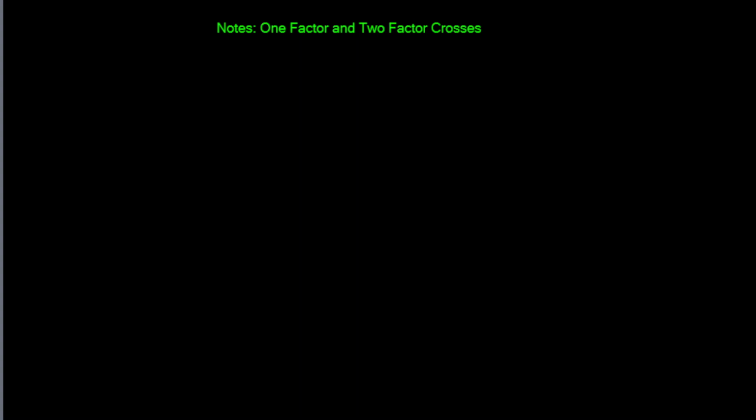Hello and welcome. Today we're going to be filling in some notes and doing some practice about one-factor and two-factor crosses. One-factor crosses, of course, are where you're looking at one gene at a time. Two-factor crosses are where you look at two genes at a time. You'll also hear those called monohybrid and dihybrid crosses, meaning one gene and two genes at a time.